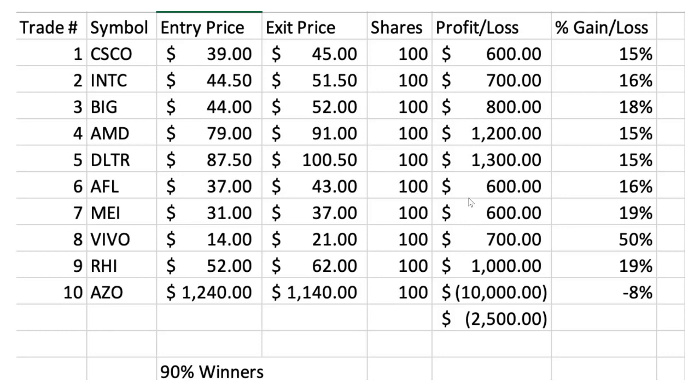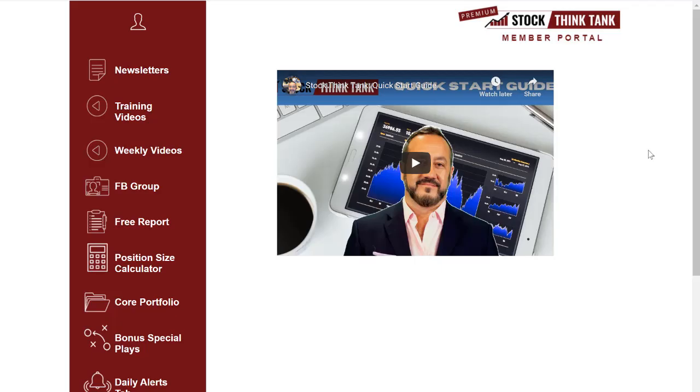This particular method also helps you not fall in love with any one particular trade, because the risk is all the same. The reward will be similar. Some will make more than others, but the risk being the same is critical to managing your portfolio like a professional.